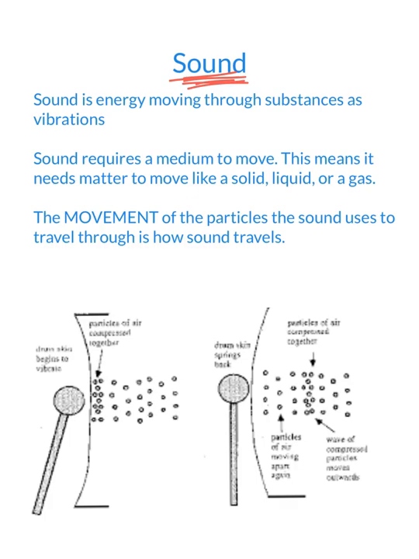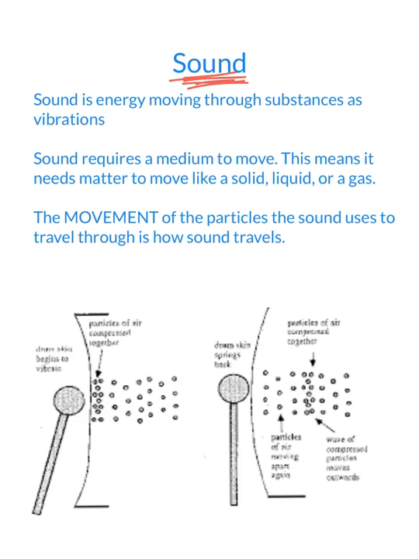Now, sound is energy that moves through substances as vibrations. Sound requires a medium to move. This means it needs matter to move through, like solid, liquid, or gas. Remember how we talked about how Star Wars is not realistic because you don't hear the pew, pew, pew, pew? It's because there's no gas. There's no gas in space. So those pew, pew, pew, pew, it would never reach your ear because there's nothing for the sound vibrations to travel through. It needs something to bump into to travel through.